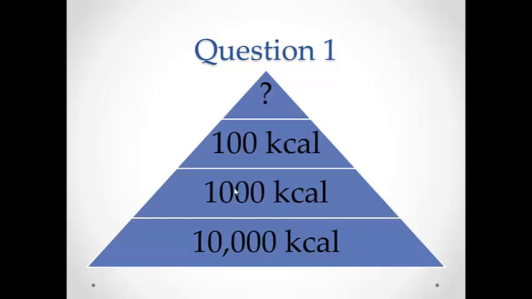My first question to you is to think about, if this is an energy pyramid and there are 10,000 kilocalories at the bottom, at the producer level, the primary consumers then have 1,000 or 10%. Secondary consumers have 100 or 10%. How much energy is at the top? I'll give you a second to work it out.